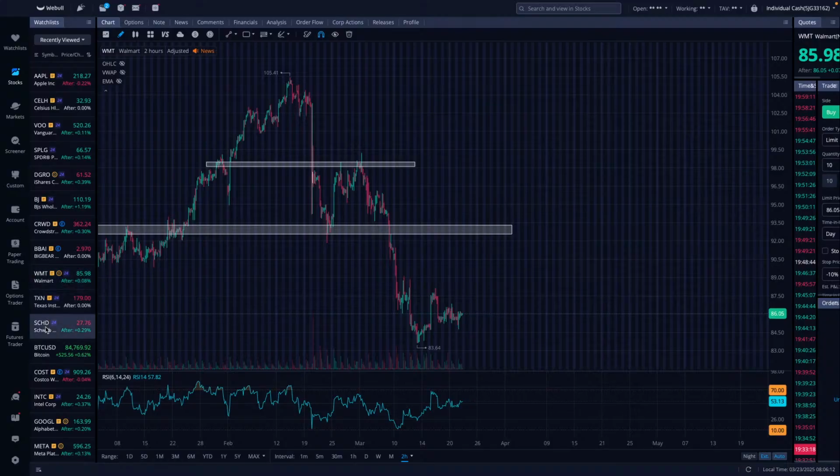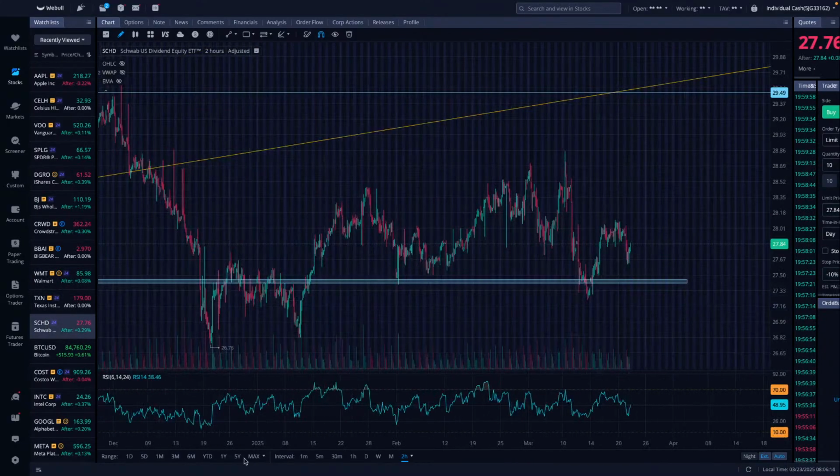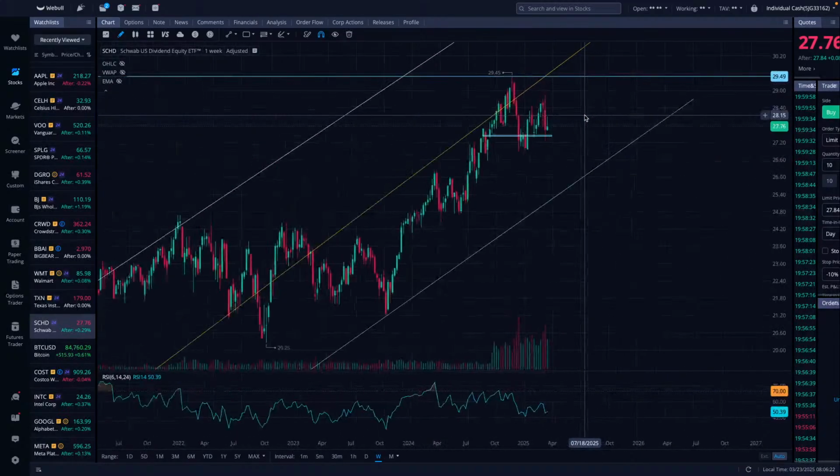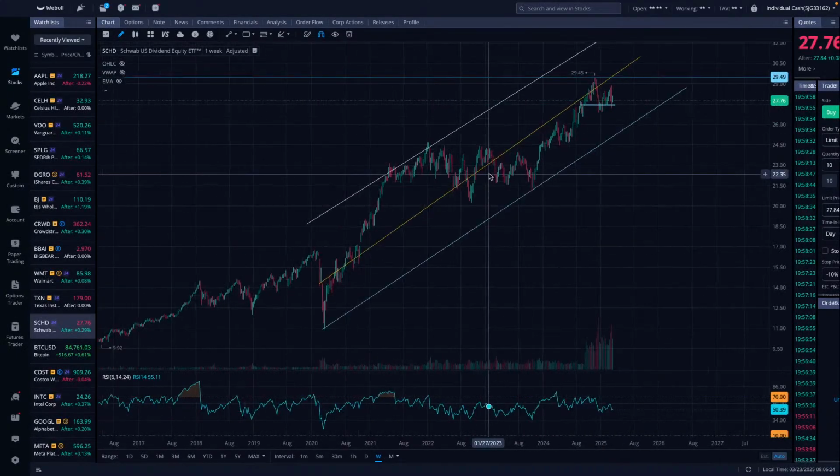Let's go over SCHD. SCHD is something that we're definitely watching. I like SCHD long term. I'm looking to buy shares, but I'm looking to buy around $26.50. I want to buy in this trend. I'm going to be very patient until then. I like the dividend, but it's not good enough for me to say, okay, let me just start buying now.